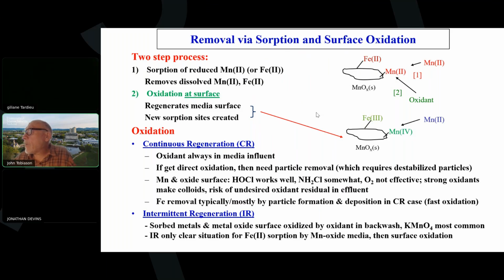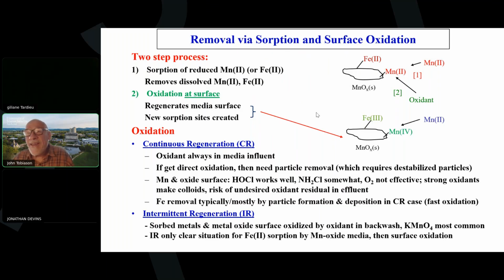So then what about oxidizing? The metals are taken up and they get oxidized on the surface. So it can be done continuously or intermittently. Continuous is when the oxidant's always in the media influent. And the most common case of this is free chlorine. Some folks think it happens with permanganate, and I'll explain some challenges with that. And actually, Bill Naki showed recently that chloramines can also cause this.